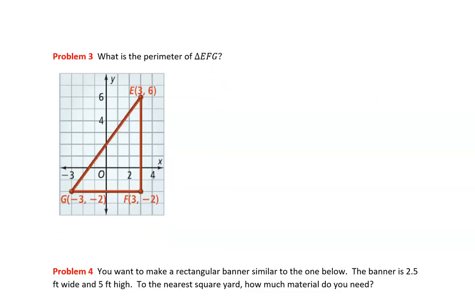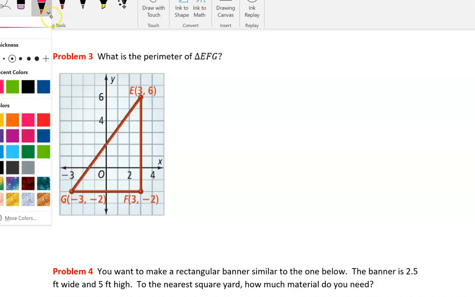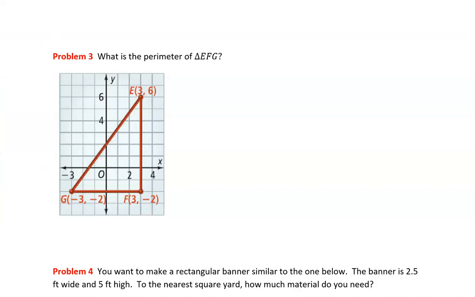Problem number 3 is on the bottom of page 61. What is the perimeter of triangle EFG? So we need to know the lengths of all these sides. All right, so I'm going to do EF first. And since it's a straight vertical line, I'm going to count the squares. So 1, 2, 3, 4, 5, 6, 7, 8. Okay, so EF equals 8.